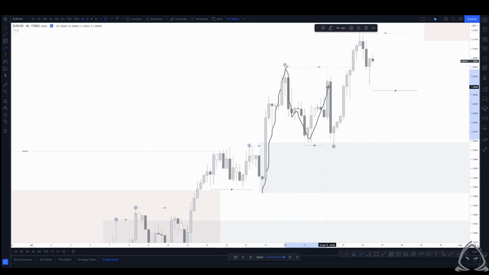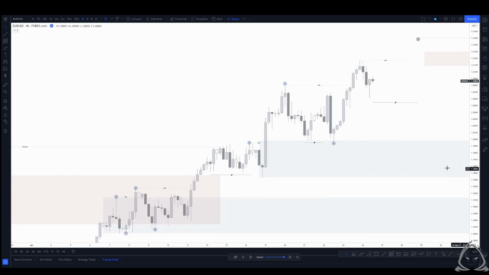We see an actual substantiated pullback, change of character, minor structure, because what's happening here is all substructure, right? Again, we create minor structure. We come to the downside, we don't actually break and close below, so we're still maintaining minor structure, and then we come to the upside and create a new swing structural higher high.